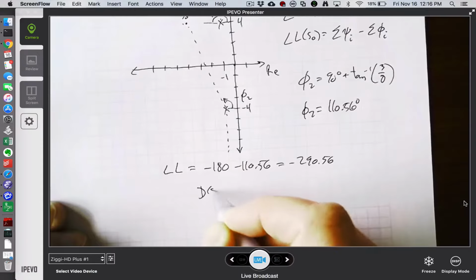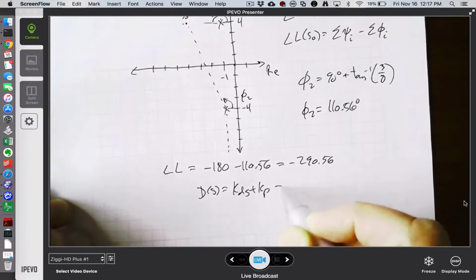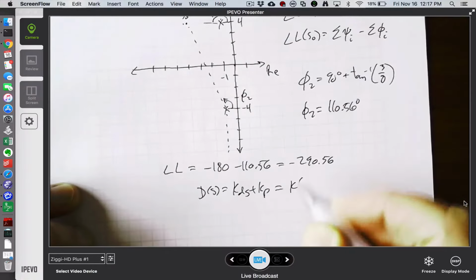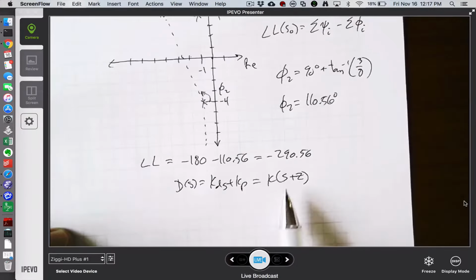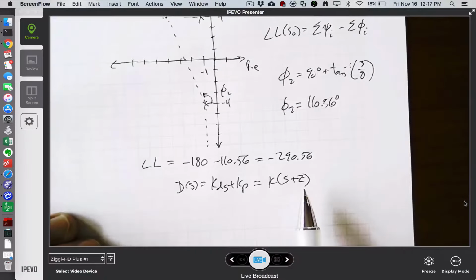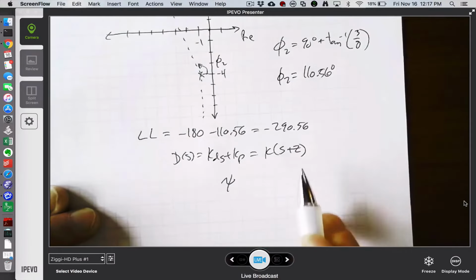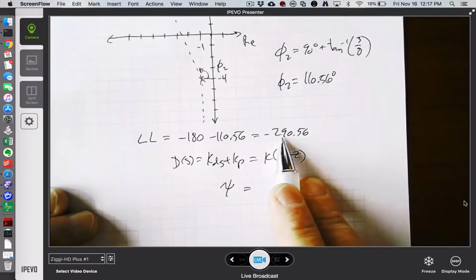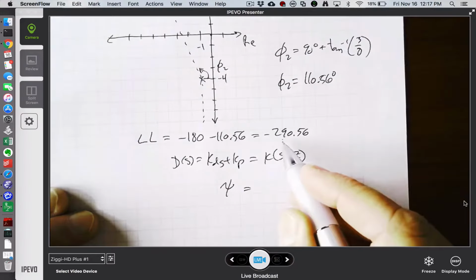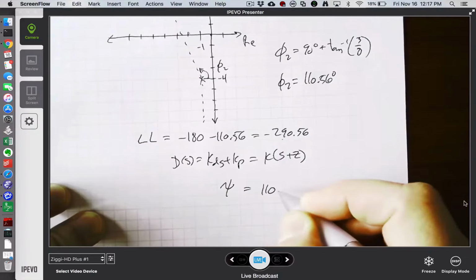So I'm saying that my D of S is KDS plus KP, which I'm then going to factor out the KD and rewrite in this form, K times S plus Z. And so Z is the location of my zero. And what I need is that the psi from that zero would be 110.56. Right. No, that makes sense.